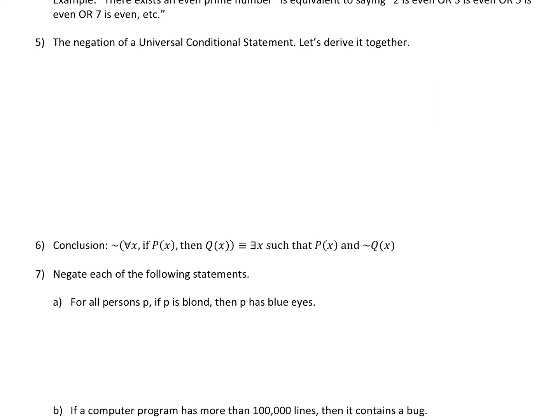Okay, the negation of a universal conditional statement. Let's derive it together. So a universal conditional statement says that for all x, p of x implies q of x. That's just a universal conditional statement. Universal because it's true for all x's. Conditional is the if-then, or the implication. P of x implies q of x. So what we're going to do is negate it. We want to negate this whole thing and figure out what it's logically equivalent to.